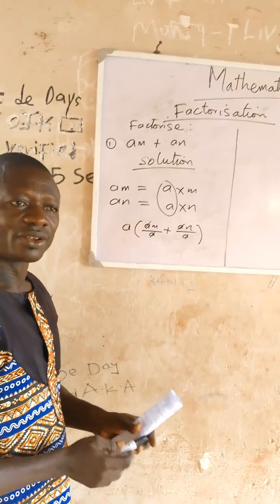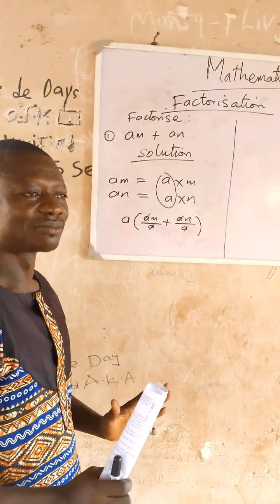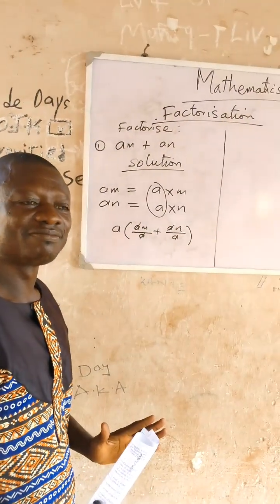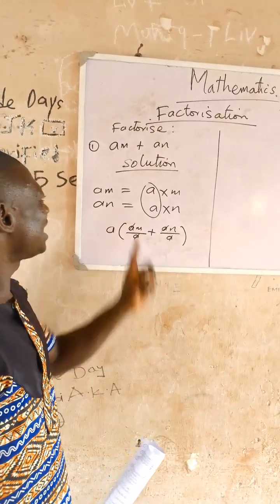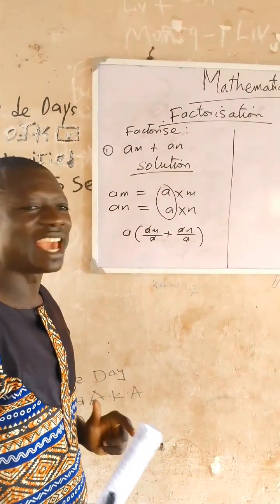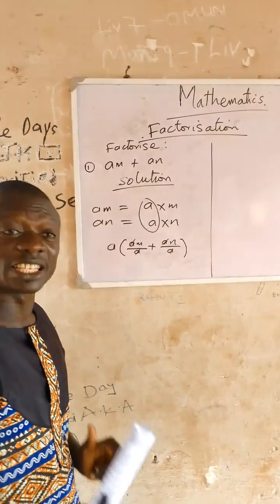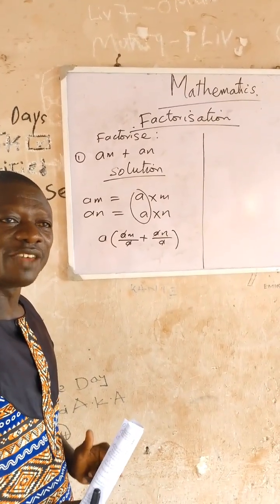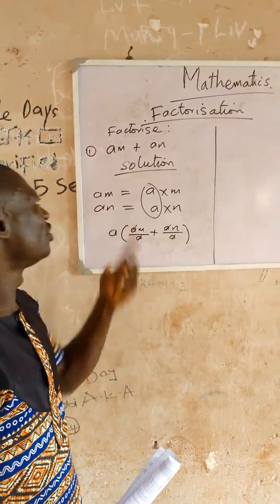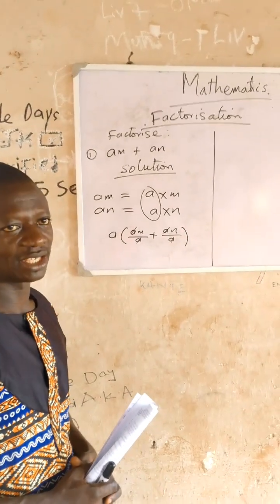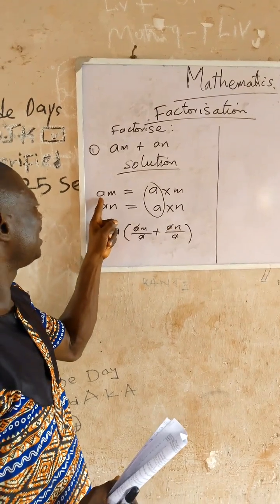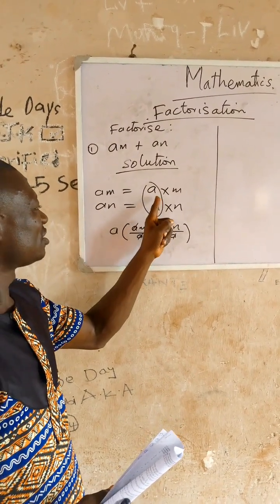I'm going to make you understand now. Do you understand AM plus AN as an algebraic expression? If you understand that, yes. The first thing we did is to find the HCF of the two expressions to be able to factorize it. So the HCF is found by what we have done now. If we divide AM, we are going to get what?